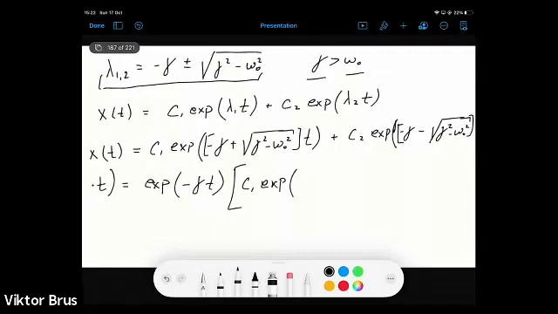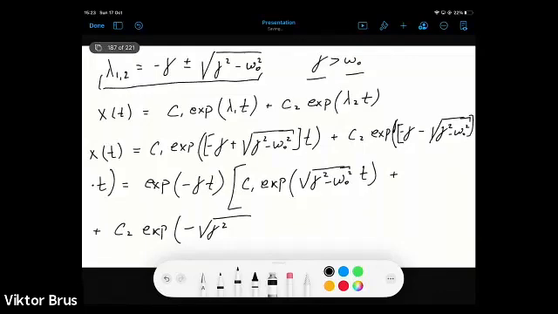exponent square root of gamma square minus omega naught square times t plus c2 exponent here minus square root gamma square minus omega naught square times t, and close our square bracket. So this will be the form for the solution.